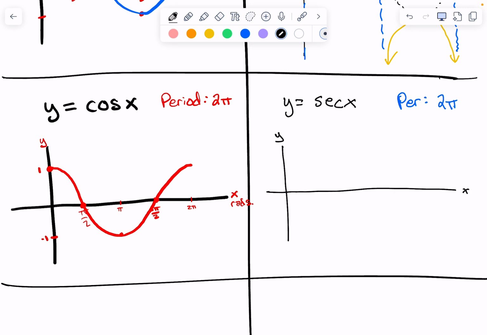Y, here's my x-axis in radians. Here is where 2 pi lives. Halvesies would be pi. Halvesies would be pi over 2, and 3 pi over 2. And I'm going to put my 1. I'm going to put my negative 1.